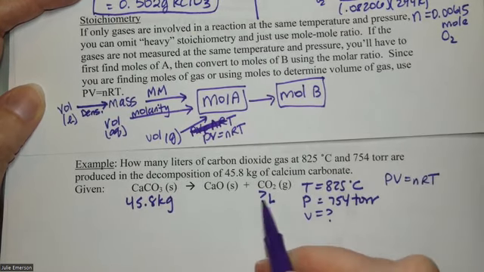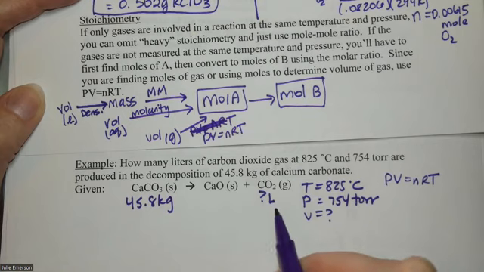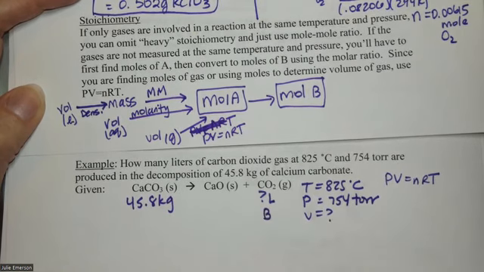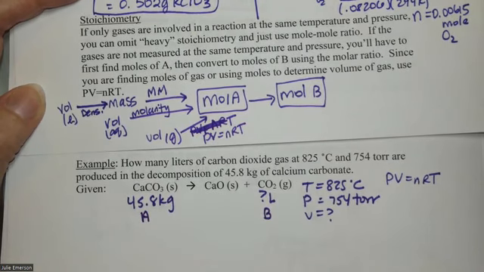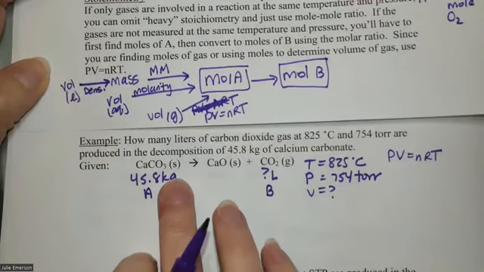Now, in this question, we're looking for the CO2. So this is our B. This is where we're headed. The calcium carbonate would be where we're starting. So mass is pretty straightforward.